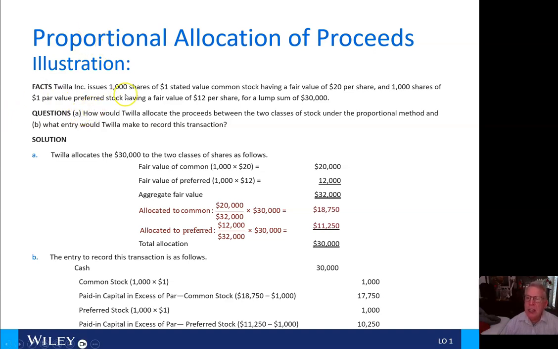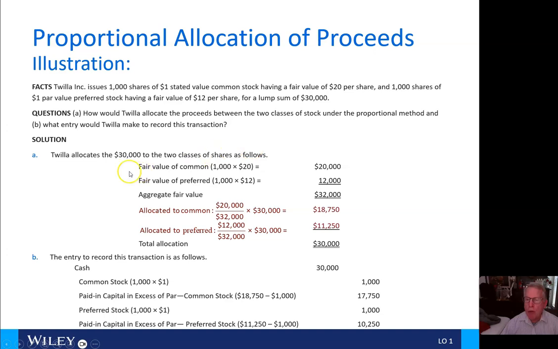Twyla issues 1,000 shares of common stock at $1 stated value, having a fair value of $20 per share, and 1,000 shares of $1 par value preferred stock having a fair value of $12 per share, for a total of $30,000. How would Twyla allocate the proceeds between the two classes of stock under the proportional method, and what would they do to record this transaction?